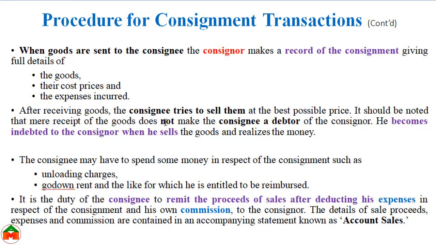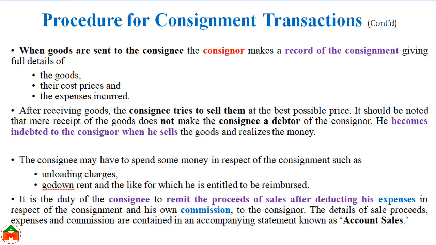That means after selling the product, the consignee becomes indebted to the consignor. Before selling, the consignee is not responsible for paying the money. Sometimes the consignee may spend some money for the consignment procedure, such as unloading charges, godown rent, or any other expense.